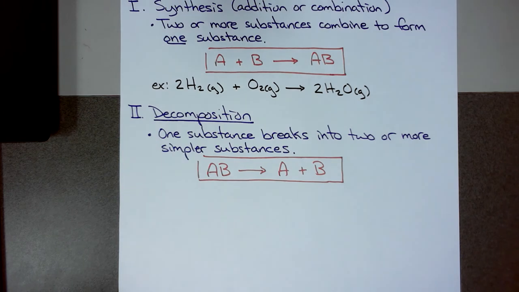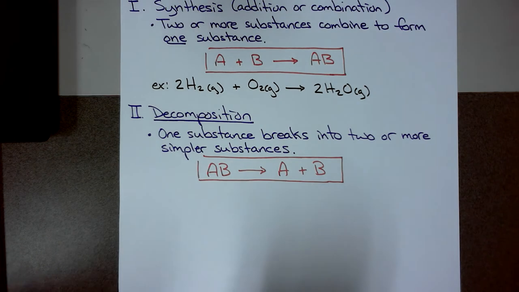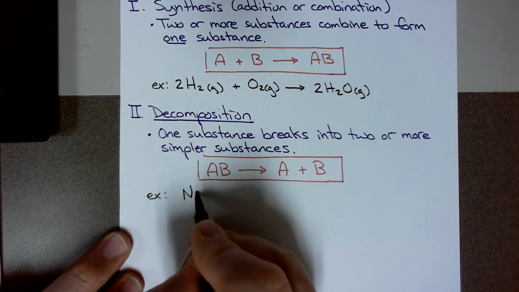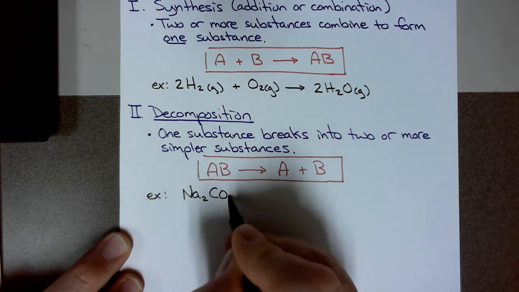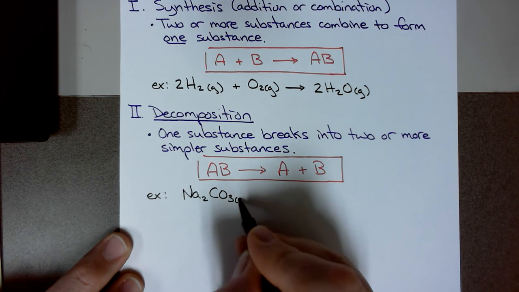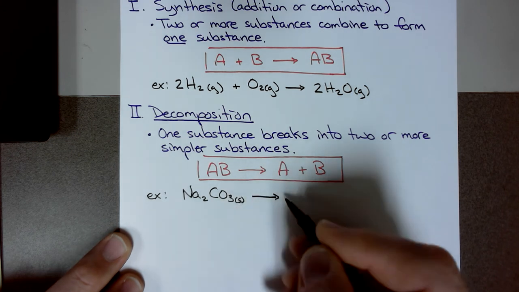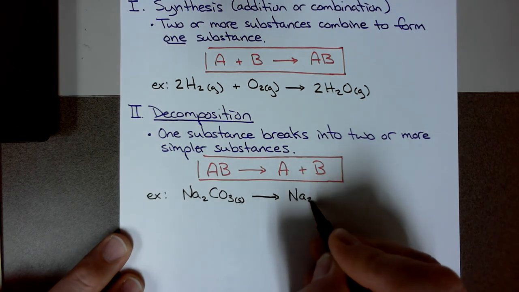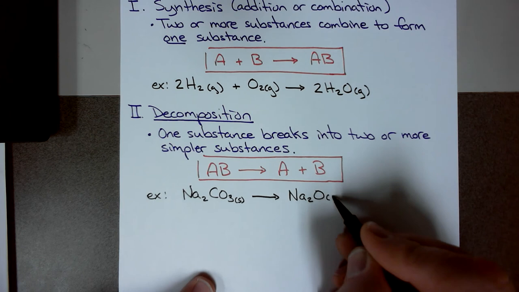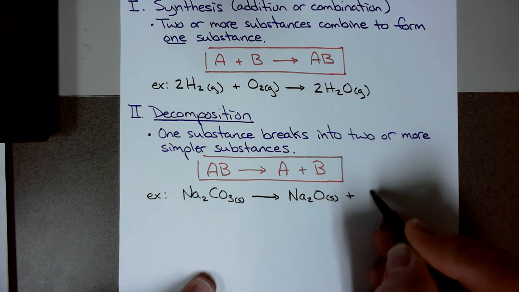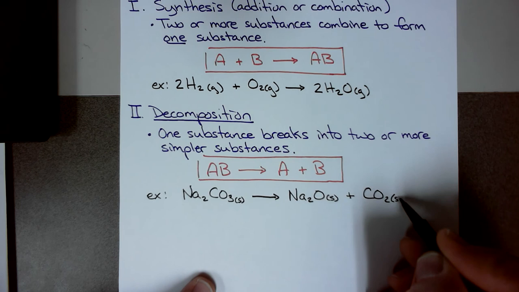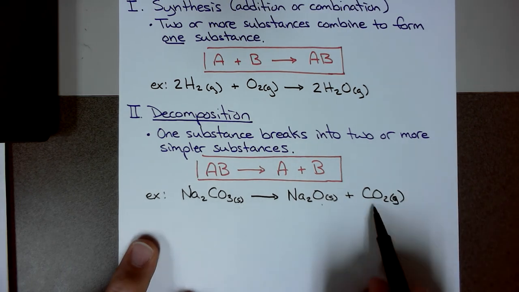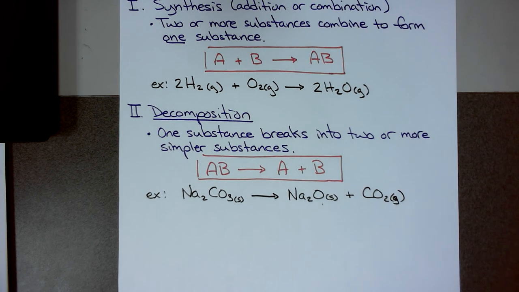An example of that would be, let's say we have sodium carbonate, one substance, it's a solid, decomposes or breaks into 2 or more simpler ones. Now in this case, 2 simpler ones, not the elements, but simpler substances. And carbon dioxide. So that's 1 going to 2 simpler substances. That's decomposition.